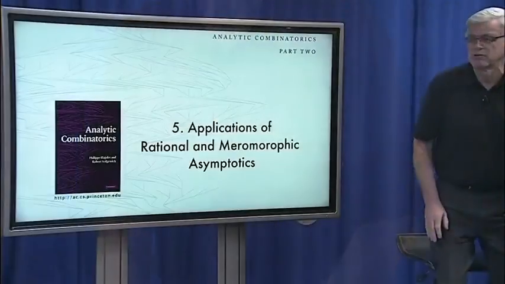Today we're going to talk about applications of the rational and meromorphic asymptotics that we covered in the last lecture. This lecture is really a turning point in our study of analytic combinatorics. We've been doing quite a bit of preparation, both formal and analytic. And in this lecture we're going to see how all that preparation pays off, as we'll really get to the heart of analytic combinatorics, where we can derive asymptotic results directly from combinatorial constructions.